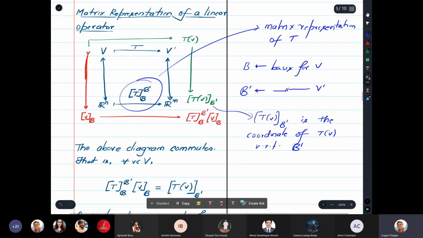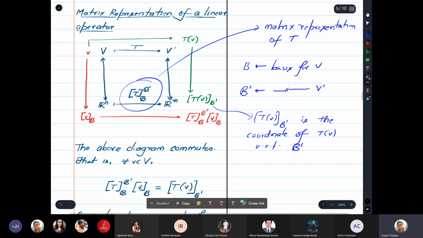Now let's traverse this diagram in this direction. So you start with V. First you find its basis coordinates with respect to the basis B. So this is square bracket V sub B, right? So this is the basis coordinates of V with respect to the basis B.